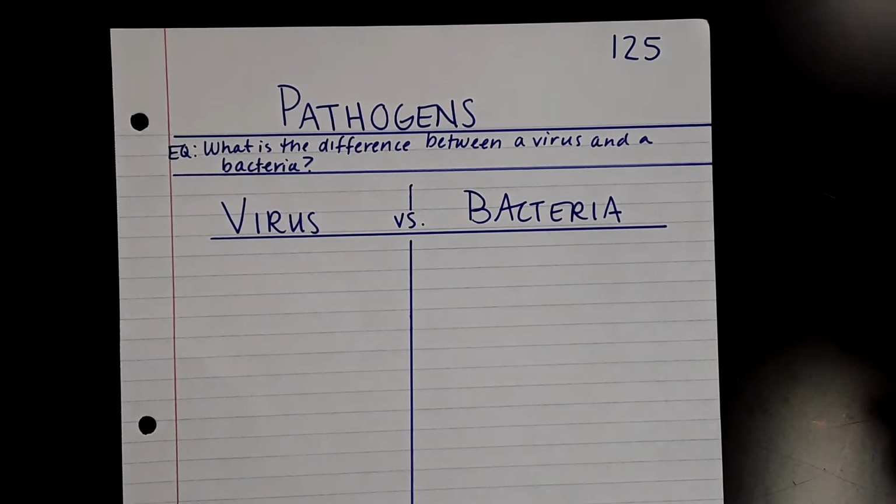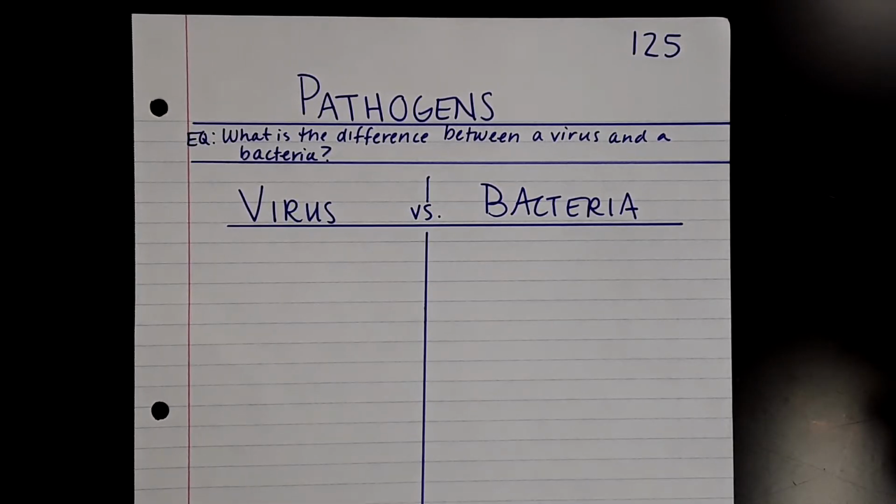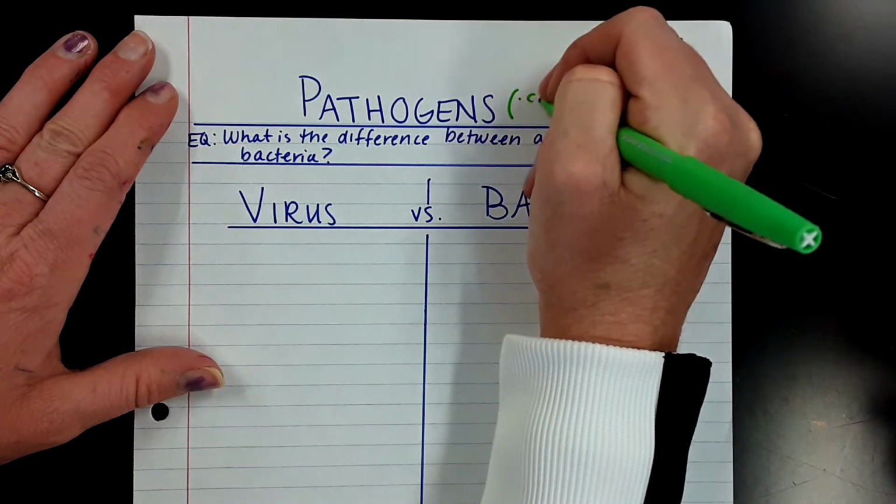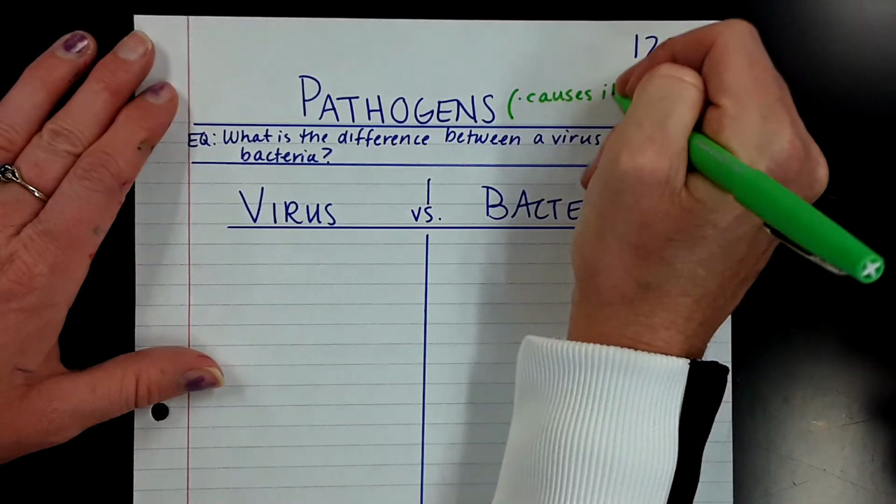So, as we finish looking at blood, the components of blood and blood vessels, today we're really going to focus in on the immune system. And as we start working on the immune system, we need to understand pathogens in general. On page 125, set up a quick T chart for pathogens. Pathogens are anything that invades our body and causes illness.